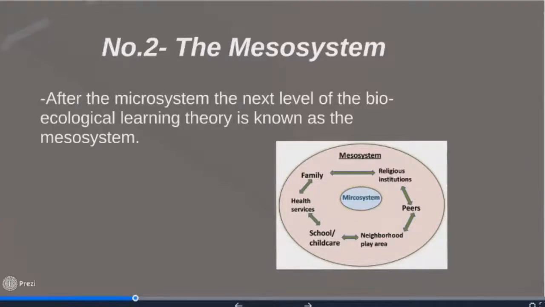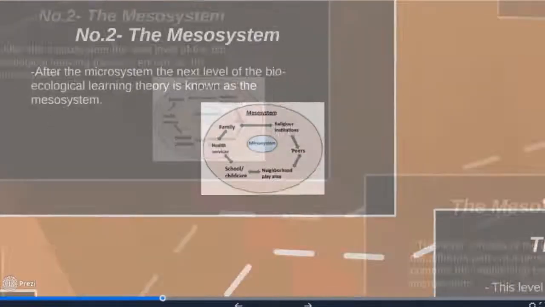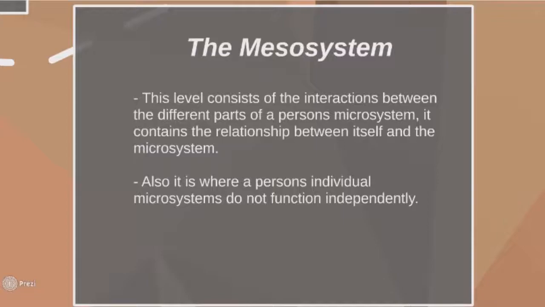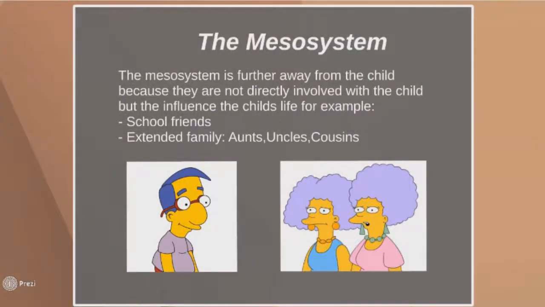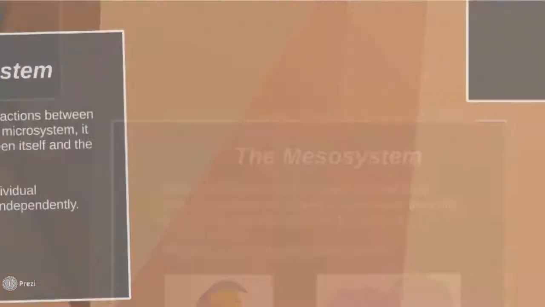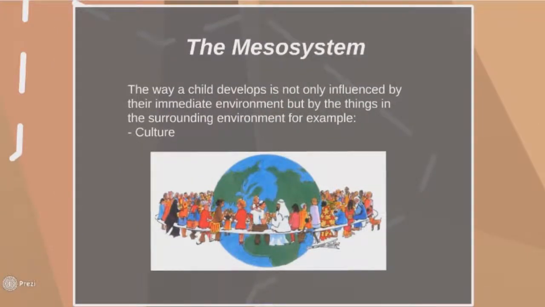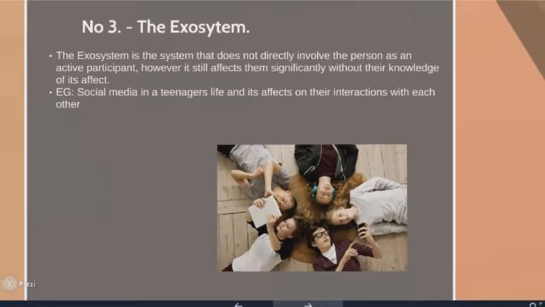The next level of the bioecological learning theory is the mesosystem, after the microsystem. The mesosystem consists of the interactions between the different parts of a person's microsystem. Also, it is where a person's individual microsystems do not function independently. The mesosystem is further away from the child because they are not directly involved with the child, but they influence the child's life, for example, school friends, extended family, such as aunts, uncles, and cousins. The mesosystem contains the relationship between itself and the microsystem. The way a child develops is not only influenced by their immediate environment, but by a surrounding environment such as culture.